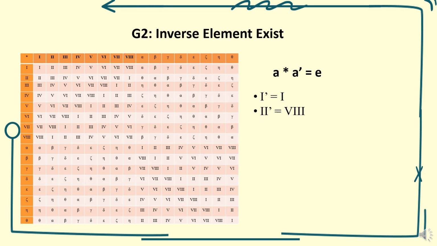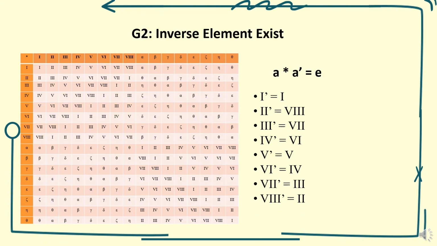Roman numeral 2 prime is equal to 8. Why? Because the identity in row 2 is at 8. That's why its inverse is 8. Roman numeral 3 is 7. The inverse of Roman numeral 4 is 6. The inverse of Roman numeral 5 is 5. The inverse of Roman numeral 6 is 4. The inverse of Roman numeral 7 is 3. The inverse of Roman numeral 8 is 2.